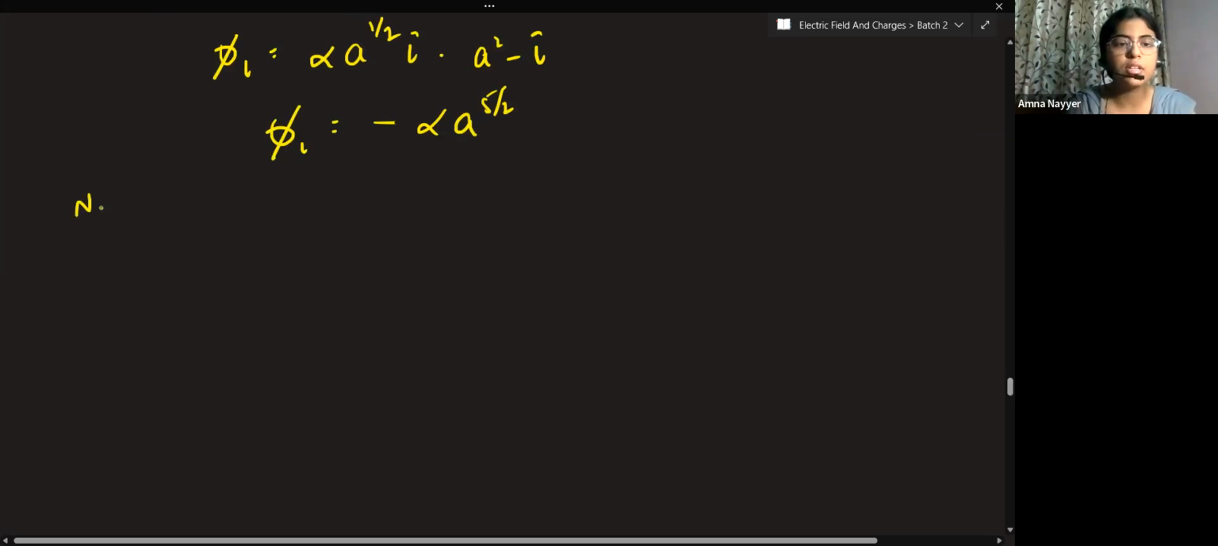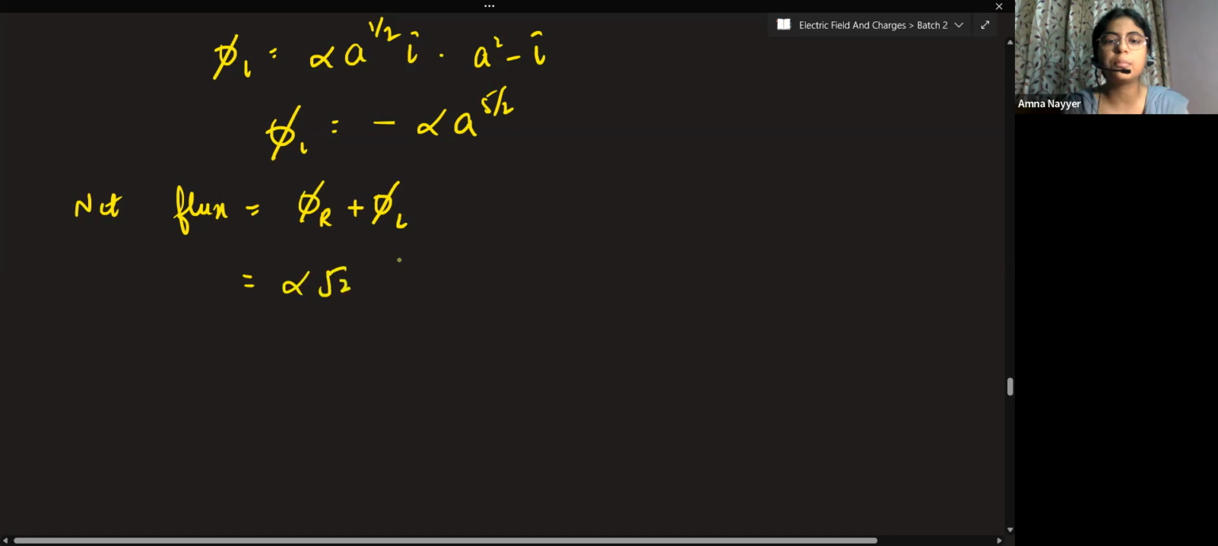So what will the net flux be? Net flux will be simply the sum of the flux of all the faces. Because of the rest of the faces the flux is 0, let us only write the flux because of the right hand side face and the flux because of the left hand side face. So see, the flux because of the right hand side we got as alpha root 2 a to the power 5 by 2, and this is minus alpha a to the power 5 by 2. So a to the power 5 by 2 and alpha can be taken common. What will be left? Root 2 minus 1 will be left.